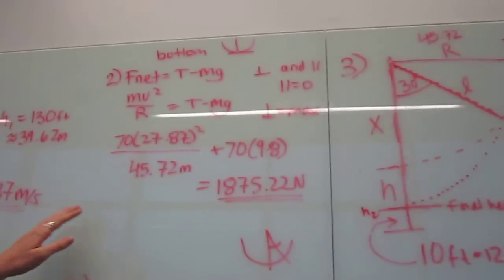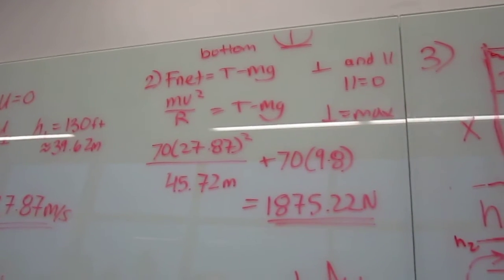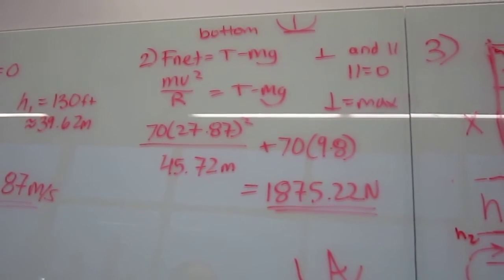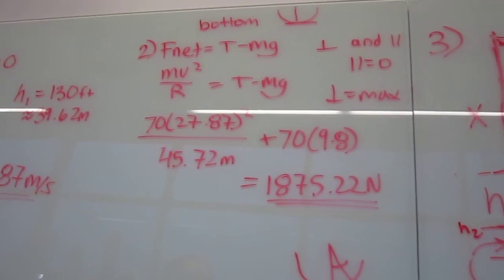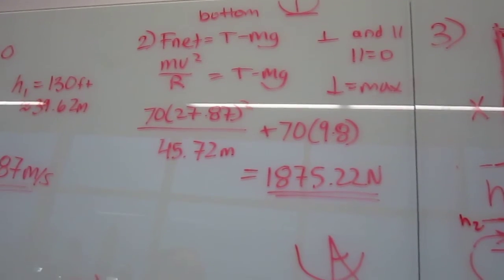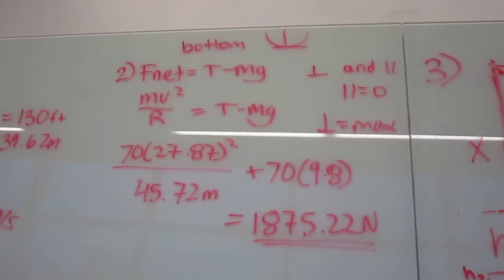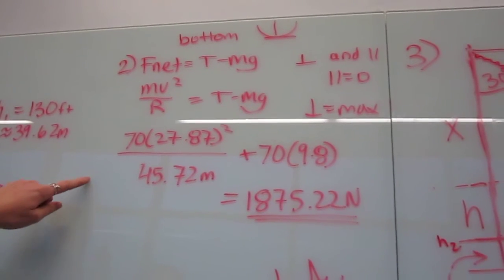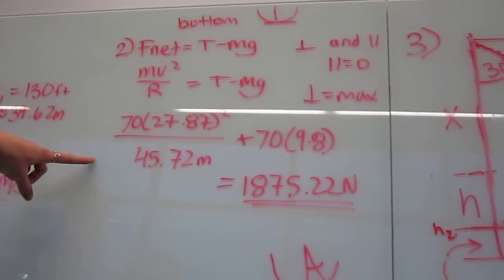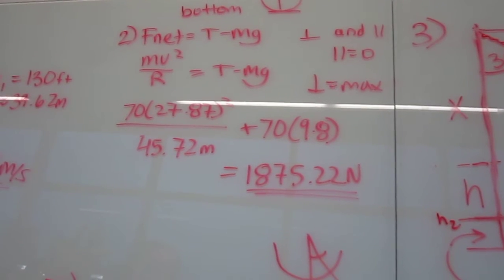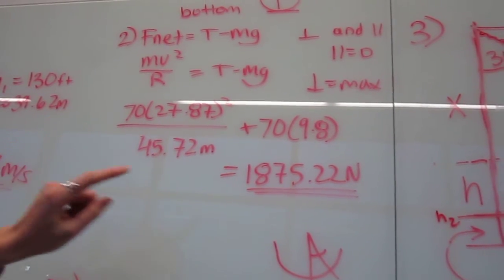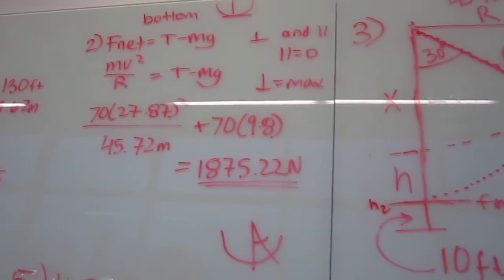And then you move to the F net is equal to the T minus the mg, and you know that F net is mv squared over r because that's the perpendicular in this situation. Because it's at the bottom, it's the maximum, and that's equal to T minus mg. You just go ahead and plug in the values that you know from your assumed or your converted, and you get 1,875.